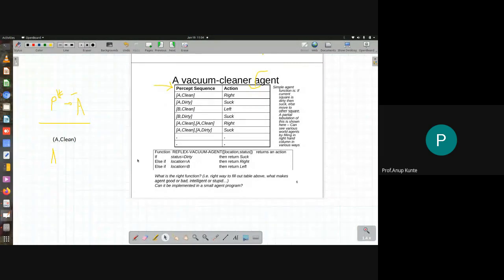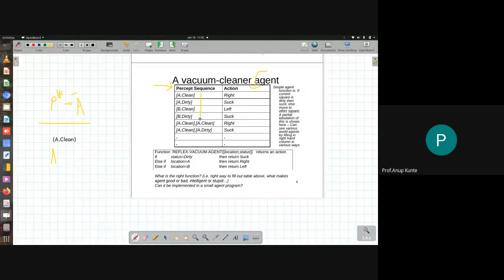Initially, when I am in room A and I find it to be clean, what should be the action that I should do? I should go to the right side. Then if I am in room A and I sense that the room is dirty, then I should suck the dirt. If I'm in room B and that is clean, then what should I do? I should turn back to the left room. And if I'm in B and it is dirty, I will suck the dirt out of it. So these are the first four different kinds of percepts that I can receive.